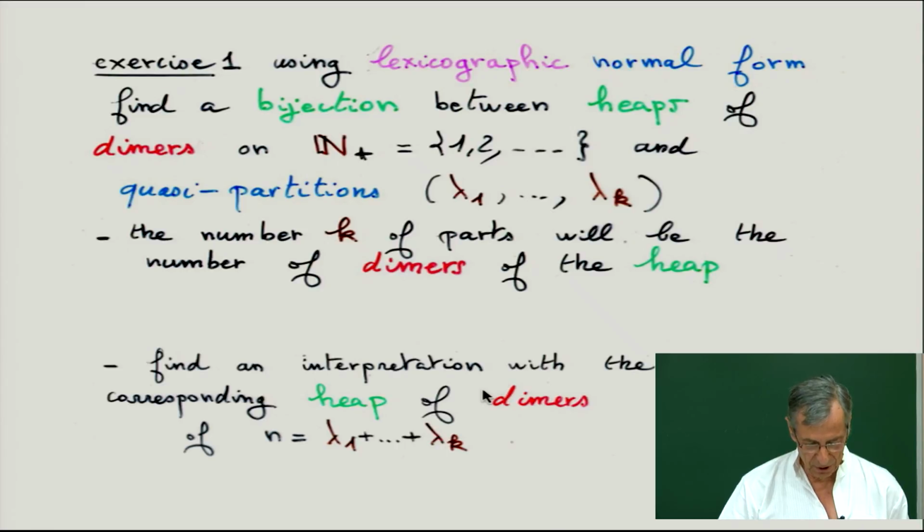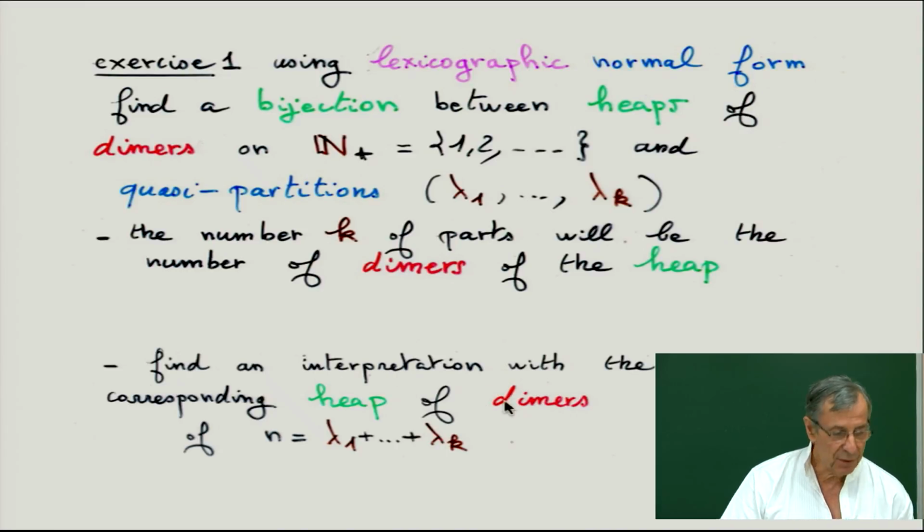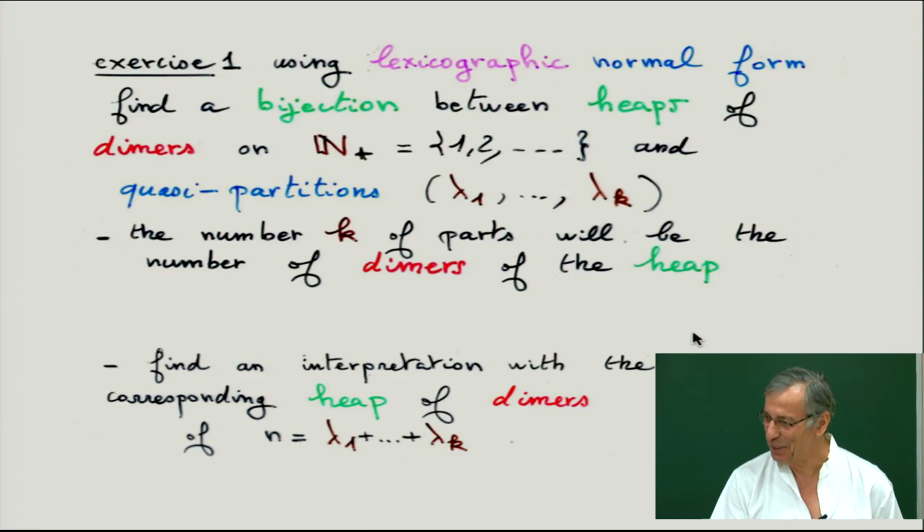And second question, once you get your bijection, find an interpretation of the number n, which is the sum of all the parts of the quasi-partition. Exercise. It was exercise 0.